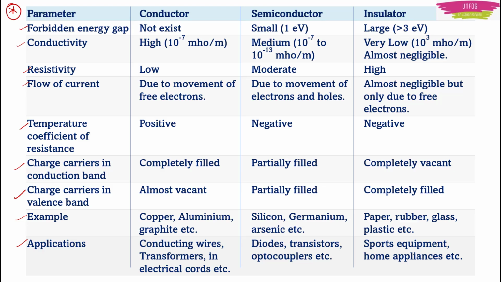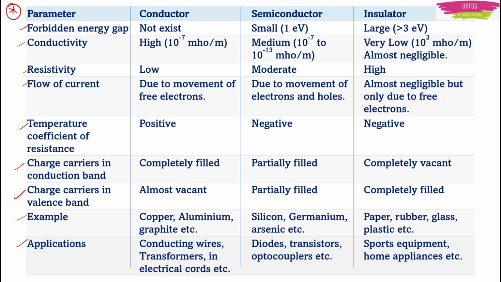Before looking at the table, I want to talk about one very important point from this table only. That is temperature coefficient of resistance. This is a very common question asked in any competitive exam. So temperature coefficient of resistance for insulator is negative. And for semiconductor, it is negative. But for conductor, it is positive. Why?